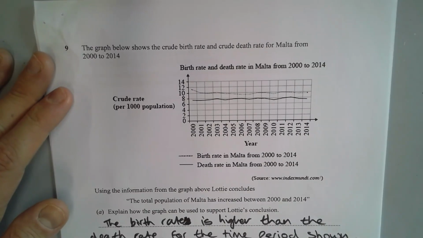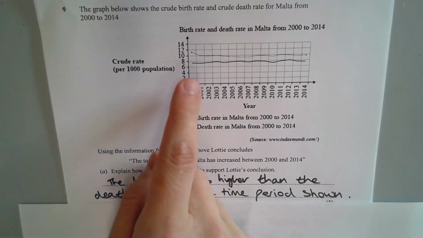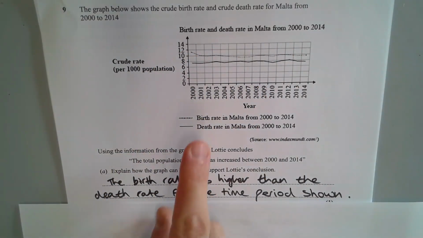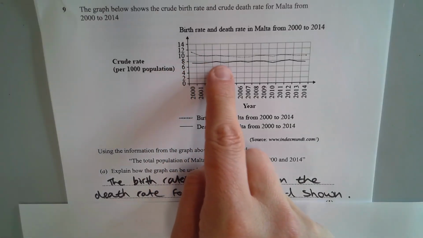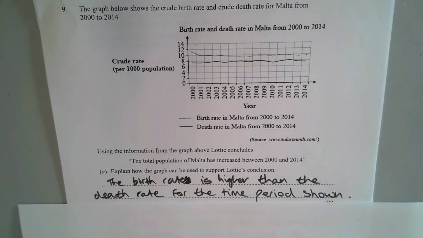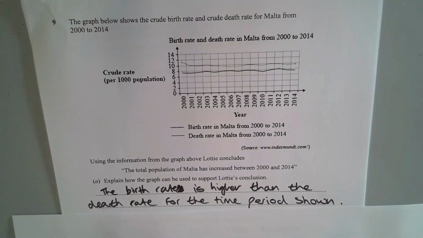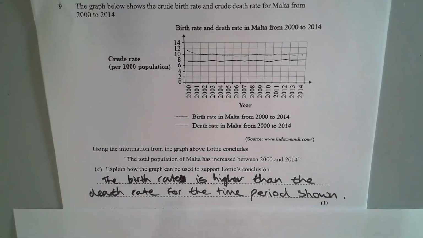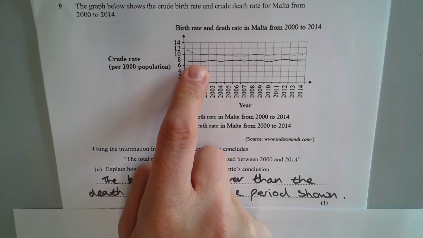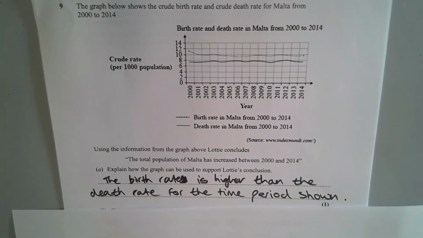Right. Now, the graph supports this conclusion because if we look at the top line, that is the birth rate. The bottom wiggly line, that is the death rate. And for the entire time period, the birth rate is higher than the death rate for the time period shown. Okay, and that's how we could earn our 1 mark here. The birth rate higher than the death rate. That's all you need. Lovely.